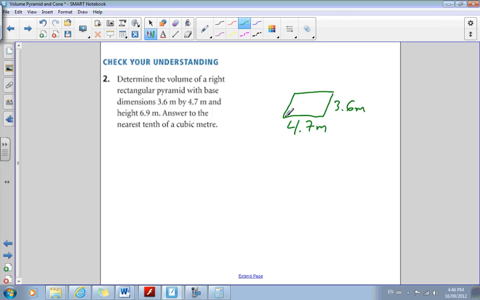And it tells us the height of the pyramid is 6.9. And since it tells us the height, we do not need to use Pythagoras' theorem here. So our width equals 4.7, and our length equals 3.6. So very easily, we're able to calculate that quickly.